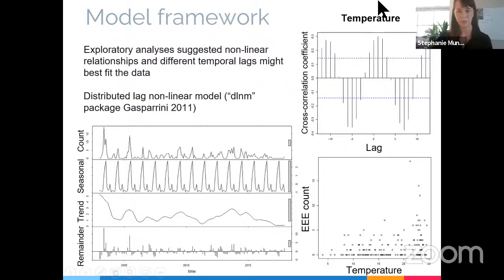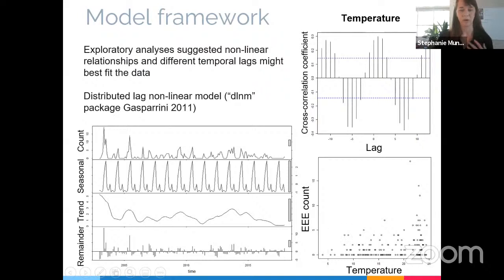So just looking at temperature, this is showing the association between temperature this month and the likelihood of detecting EEE, and that's a positive association. But when you look back 6 or 7 months, it becomes a negative association. And similarly, if you're just plotting raw temperature and raw EEE counts, it's not quite a linear association.